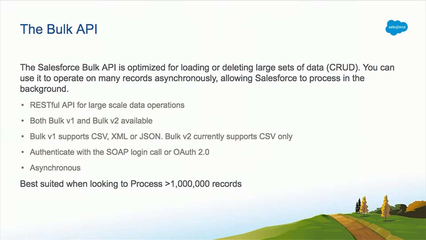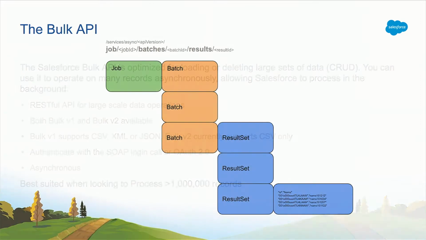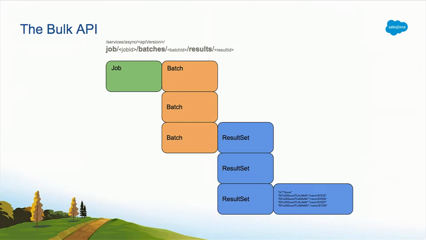We have version 1 that's been GA for a long time, and recently we've gone GA with version 2 for ingest, and we're adding query support as well, which we'll talk about in this presentation. Once again, you can authenticate with the SOAP login call or OAuth 2.0 tokens. And with that, let's actually get a little more familiar with bulk API.